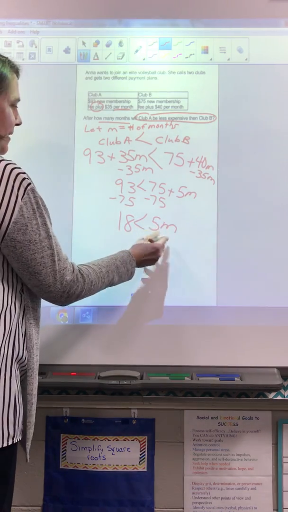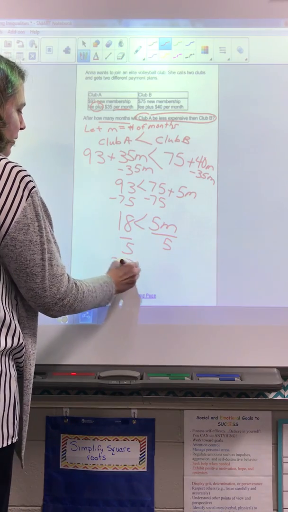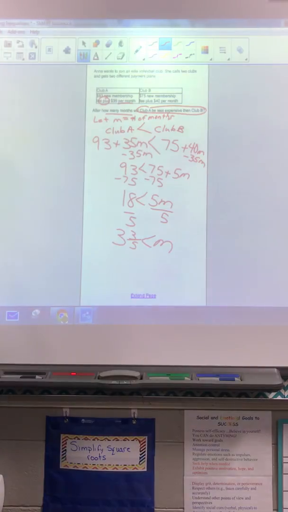Need to get my variable by itself. Divide both sides by 5. I'm left with 3 3/5 is less than M. Going back to look at what we're being asked to find, how many months? 3 3/5 months is what I got. I said 3/4, I meant 3/5. You cannot pay for 3/5 of a month.